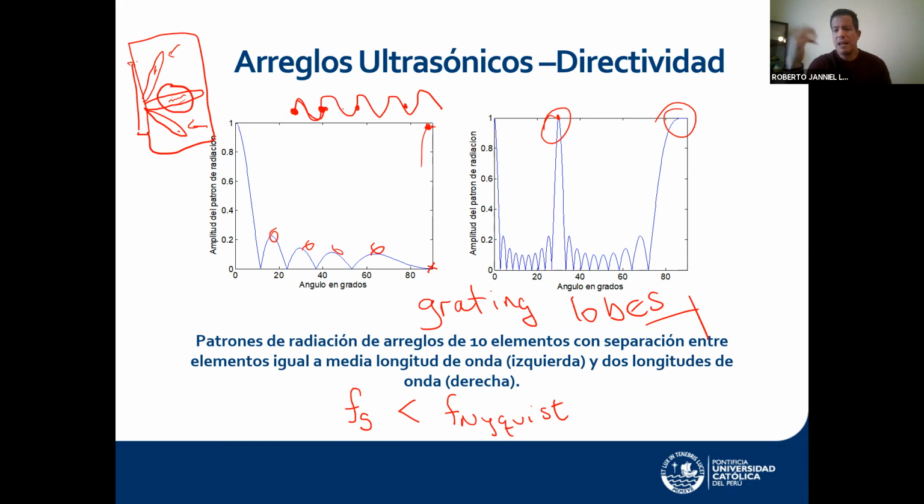And yeah, that could actually have a profound impact, right? Because it may be that it's just because you're having grating lobes and you're measuring things that you're not supposed to be measuring anyway. Okay, so it could matter.